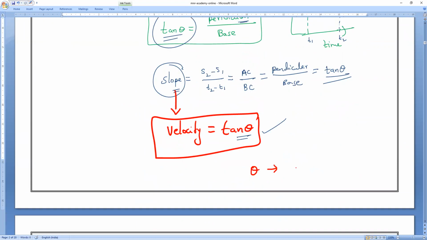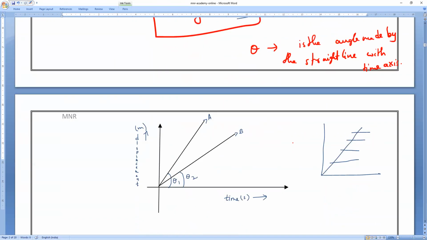Theta means, I'm writing now, the angle made, very important, made by the straight line with which axis? Everybody, with the time axis. So I can draw the perpendicular line, angle made by the perpendicular line. Here I will measure theta. Here I will measure, here I will measure, here I will measure. Everywhere theta is equal to constant or varies? That is my question. Theta is same or different for a given line? Constant. Theta same, sir.